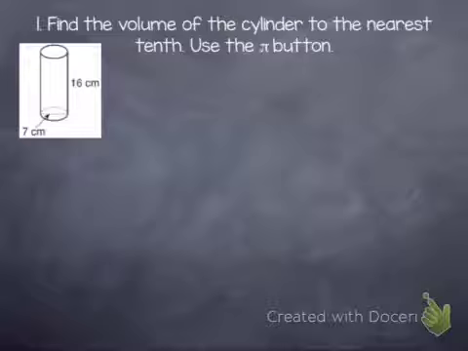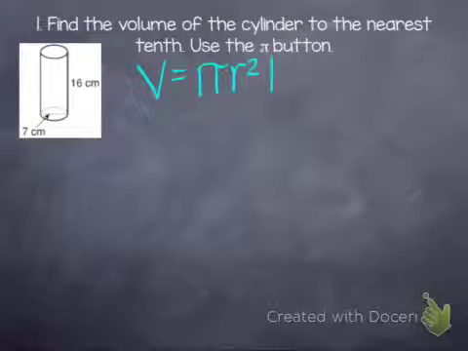So number 1, we are going to find the volume of the cylinder to the nearest tenth, and we're going to continue to do what we always do, which is use the pi button on our calculator. So the first thing that we need is our formula to find volume for a cylinder. So we're going to do the area of the base, pi r squared, and then we're going to multiply that times the height of the cylinder. So V equals pi r squared height.